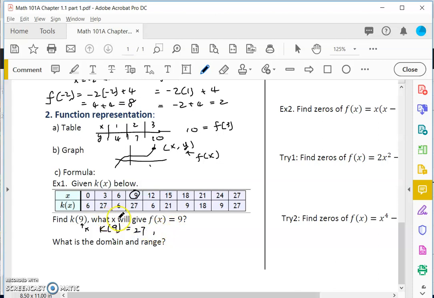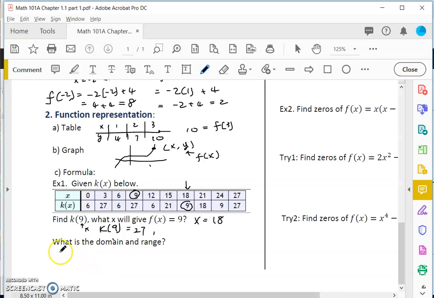The second question is what x will give f of x equal to 9? F of x is y. So what x value would give me y equal to 9? Y is here, the second row. So 9 is here. What is the corresponding x? X is equal to 18. Because this is the corresponding x value for k of x equal to 9.